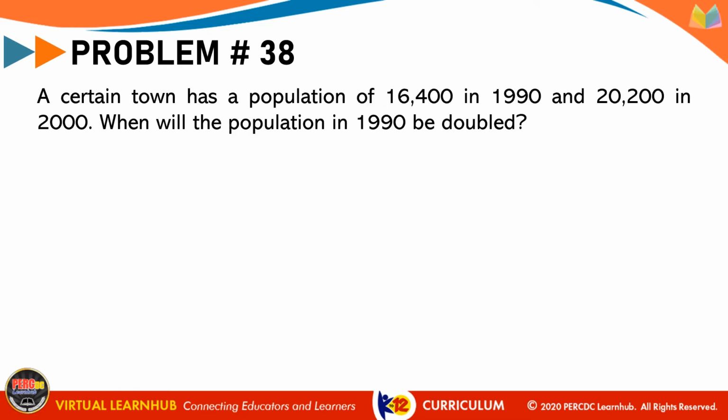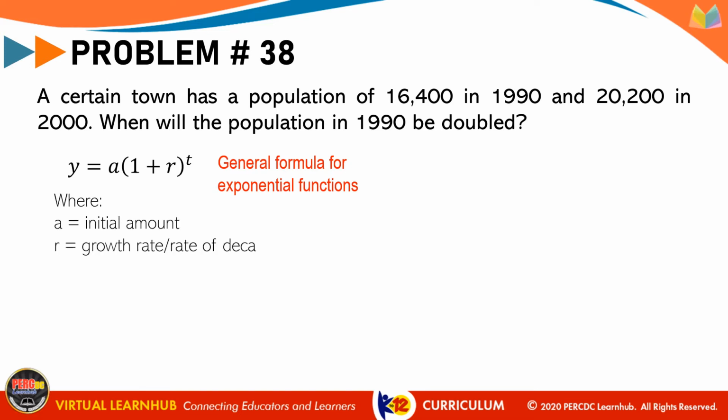Problem number 38. A certain town has a population of 16,400 in 1990 and 20,200 in 2000. When will the population in 1990 be doubled? So again, we will start with the general formula for exponential functions, and then we will work our way to get to the logarithmic functions. That is, y equals a times (1 plus r) raised to t. Again, where a is the initial amount, r is the growth rate or rate of decay in decimal, y is the future amount, and t is the number of time intervals.